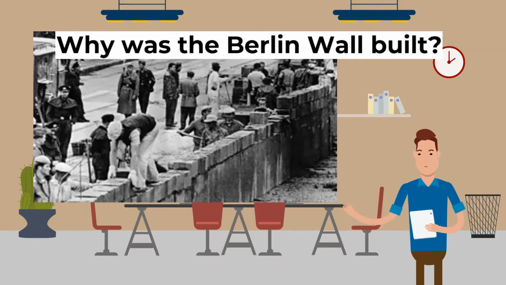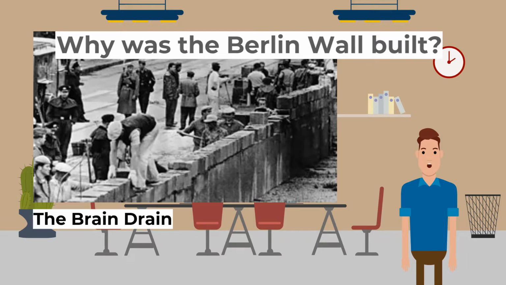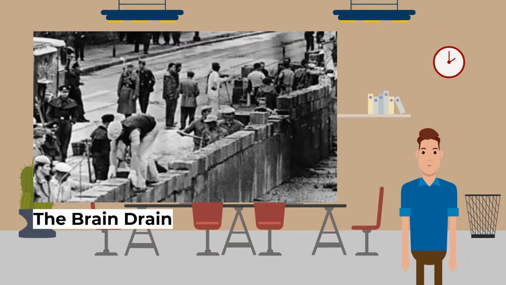So, why was the Berlin Wall built? Firstly, the brain drain. Throughout the 1950s, thousands of East German citizens had fled through Berlin for the West, leaving behind the harsh political climate and economic misery of life under communism. Many of those who defected were educated or highly skilled workers, and the East German authorities could not afford to lose their best and brightest citizens.